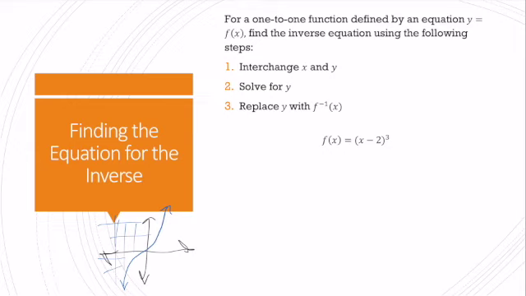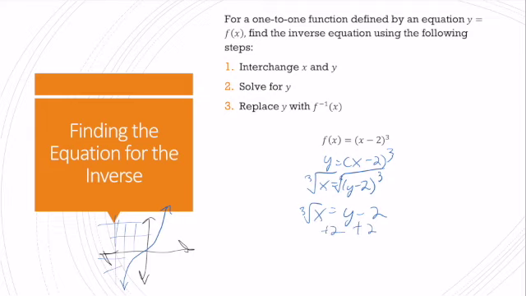So the first thing I'm going to want to do is interchange x and y. So that gives me x equals (y minus 2) cubed. I'm trying to get y minus 2 all by itself. So what undoes cubes? Cube roots. So now I have the cube root of x equals y minus 2. I add 2 to both sides. I find that the cube root of x plus 2 equals y. So f inverse of x is the cube root of x plus 2.